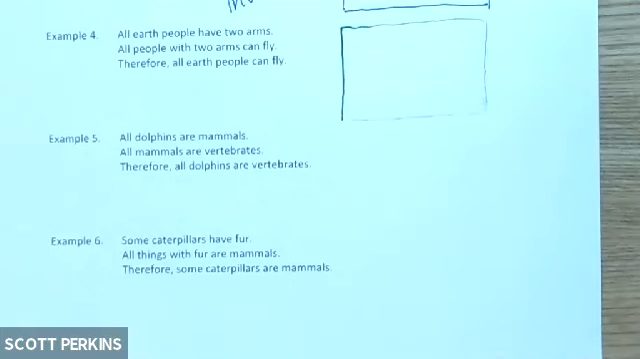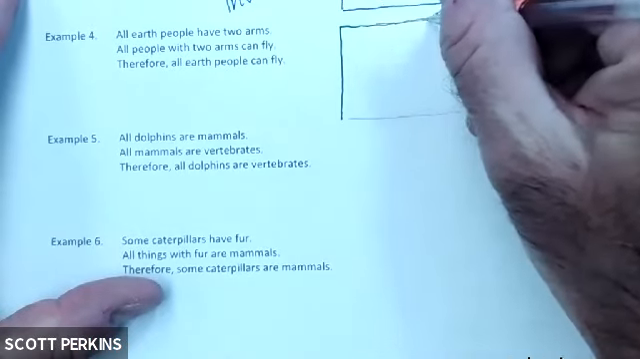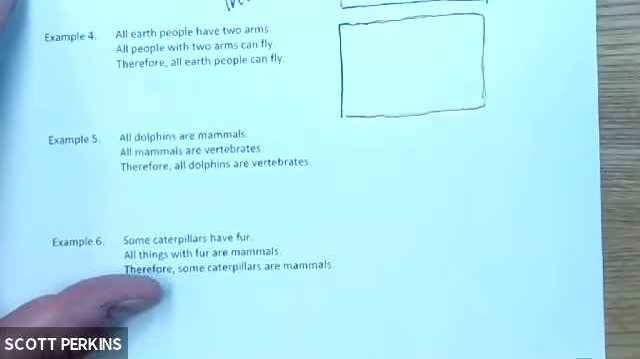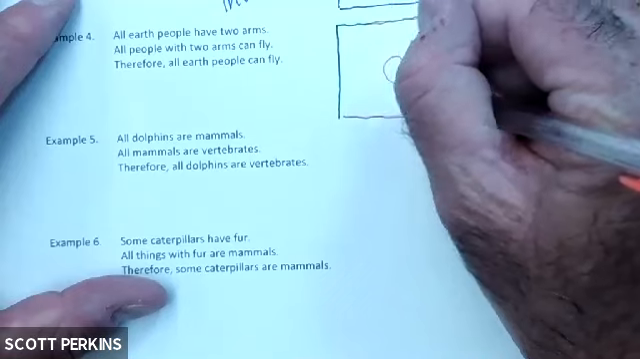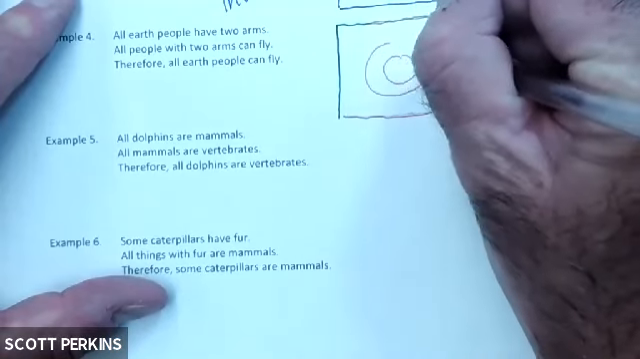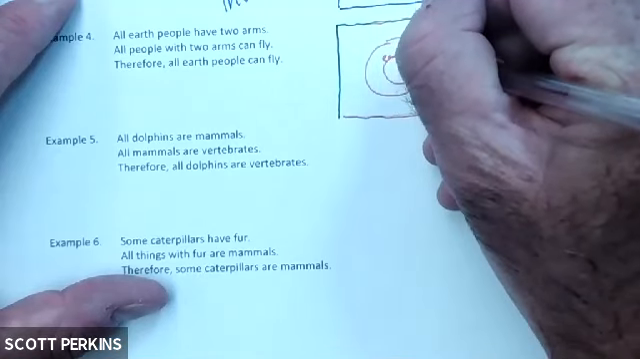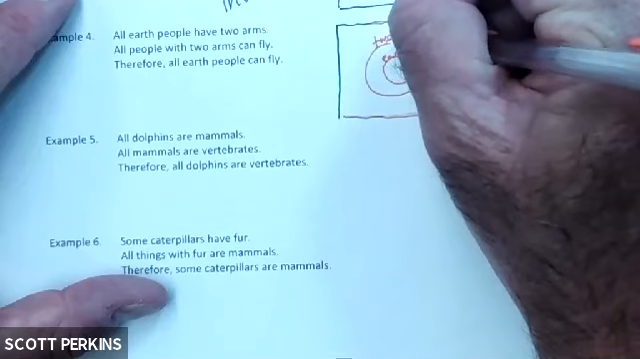Okay, the first statement says, all Earth people have 2 arms. Okay, so there we go. So all is one circle inside the other. And I think you would tell me that the Earth people, we'll just put Earth right there. And then 2 arms, we'll put that on the outside.